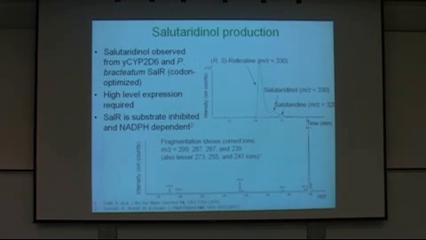SAL-R, for example, is substrate inhibited at low salutaridine concentrations, which happens to be the case in most of our yeast strains. It's also NADPH dependent, so at some point we're probably going to have to go back and look at the overall redox balance of the cell. However, for now we are able to show salutaridinol production and again show the correct fragmentation patterns.